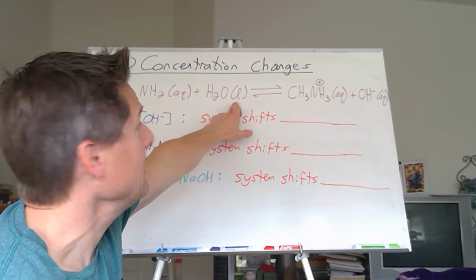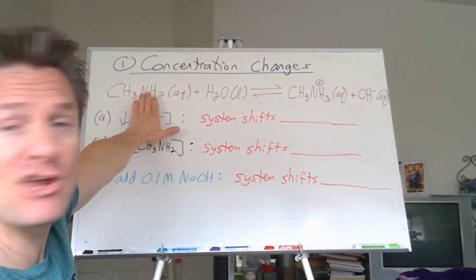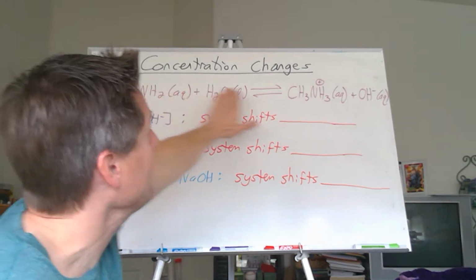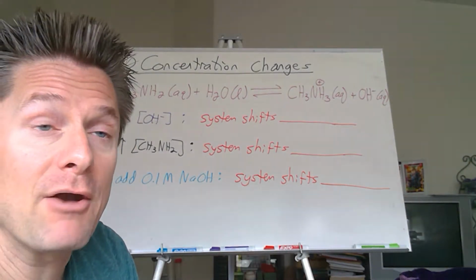And again, anything on the water is not going to have an effect. That's not in the equilibrium system. It's a condensed phase. But if I change the concentration of anything that's in the aqueous phase here, that's going to cause this equilibrium system to shift to counteract it.